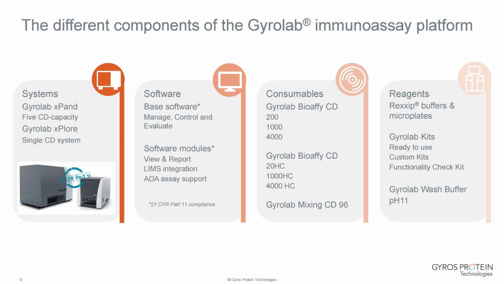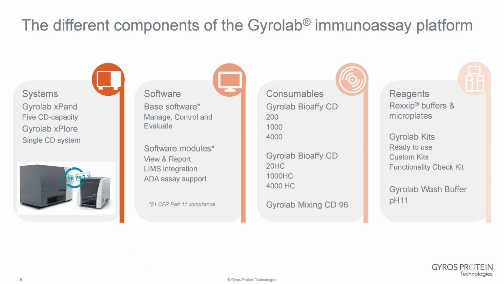We have a range of different consumables, different compact discs, and the number relates to the volume. So a 200 is a 200 nanoliter CD, 1000 is a 1000 nanoliter CD, and a 4000 is a 4000 nanoliter CD. We also have high capacity CDs. These have different high capacity columns, and these can be very useful for different assays, particularly when using polyclonal antibodies as capture. We also have a particular mixing CD, which I'm very excited about. This is mainly being used for anti-drug antibody assays, where you want to acidify the sample, but it's really good for pre-incubating your samples within the CD, and it can very much increase the contact time.